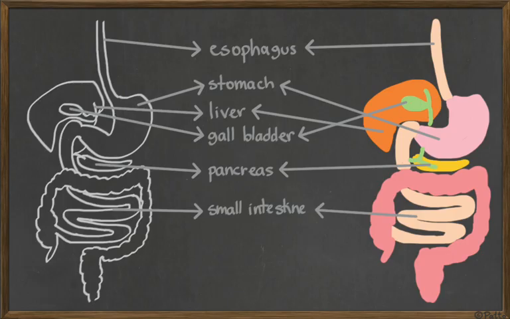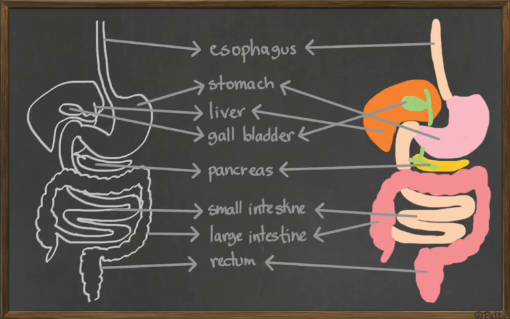Not only three laps, it has many more convolutions. And then you have the large intestine that goes upside down and out by the rectum and the anus. So this here is the structure of the digestive system.